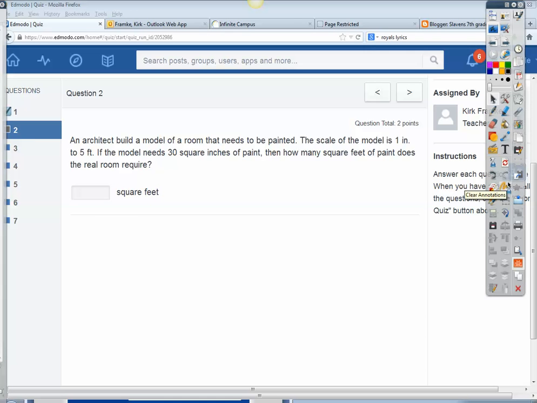So an architect built a model of a room that needs to be painted. The scale of the model is 1 inch is equal to 5 feet, it doesn't say square feet. If the model needs 30 square inches of painting, then how many square feet does the paint in the real room require? I'm going to do this quickly and then explain why.